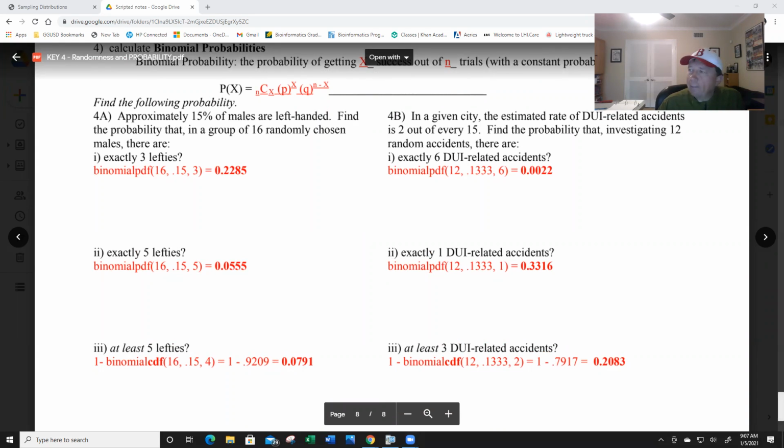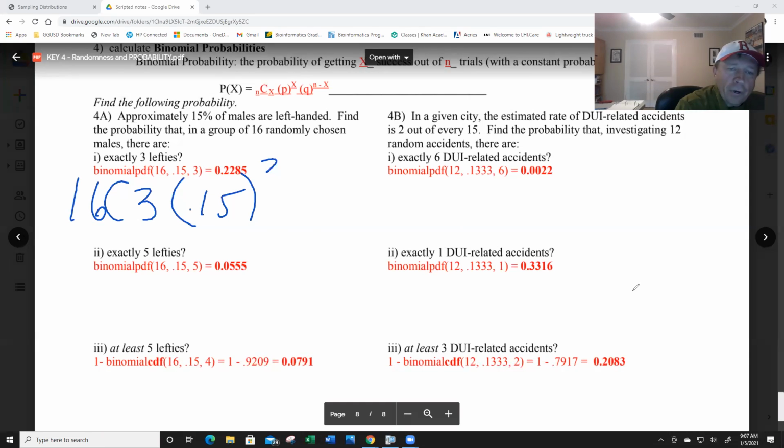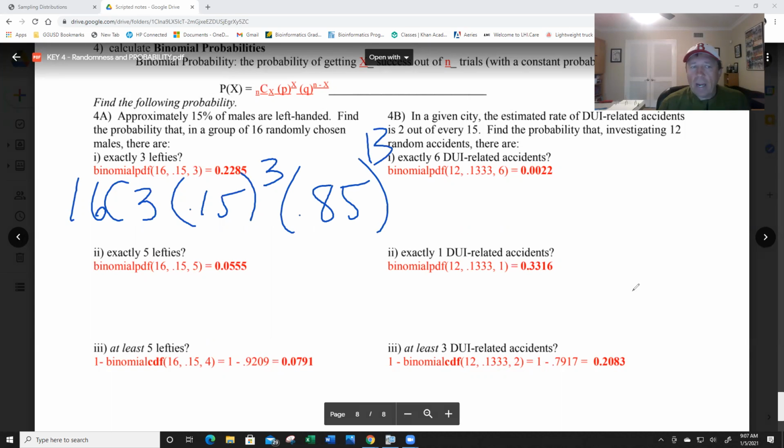15% of males are left-handed. Sweet, okay? Find the probability that in a group of 16 randomly chosen males, there's exactly 3 lefties. Exactly 3. Now, this is how you would do it using the old school formula. 16 choose 3. So there's 3 lefties, meaning there's 13 non-lefties. And this is binomial because you're right or left-handed, set number of trials, okay? You're going to go 0.15 to the 3rd for your 3 lefties. And you're going to do 0.85 to the 13th, which is your 13 righties on that.